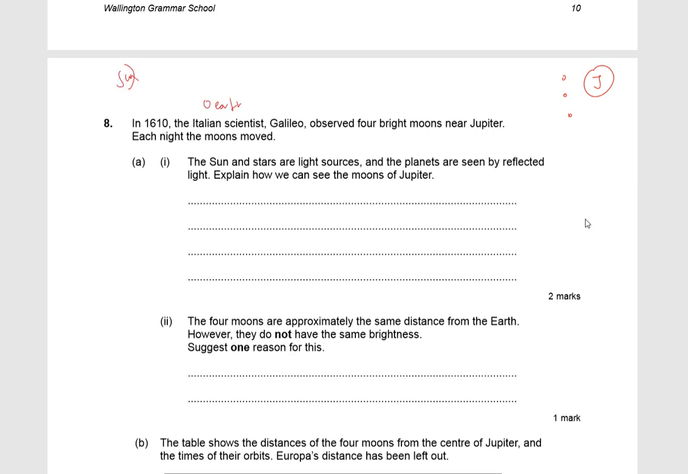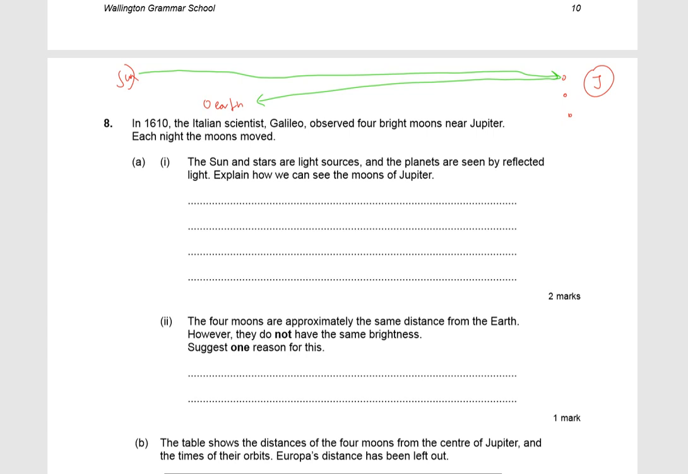Now, how do we see the moon in the first place? For us to see the moon, the light from the sun needs to go to the moon. It needs to bounce off the moon and come to us. This is how we see it, isn't it? And that is your answer.